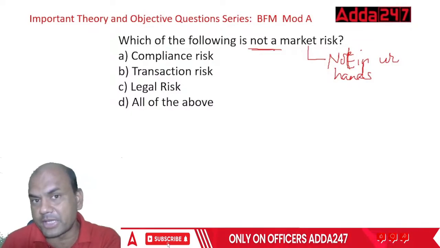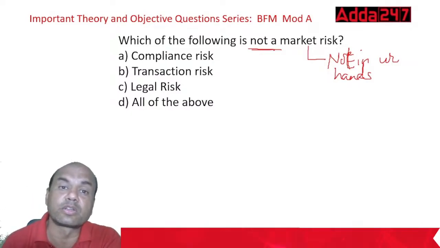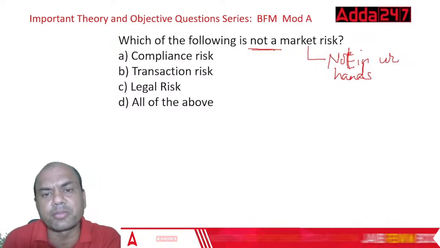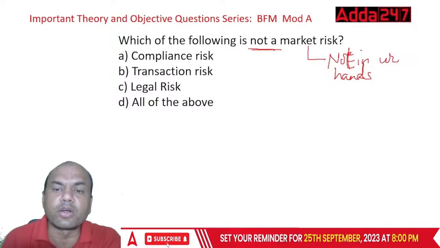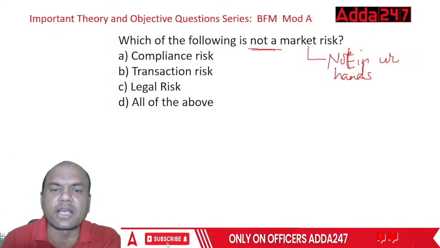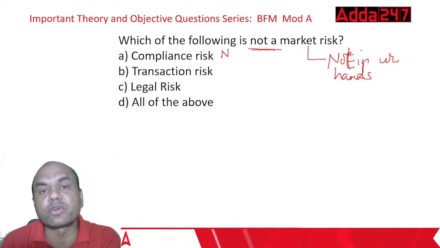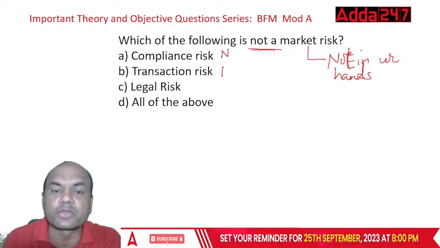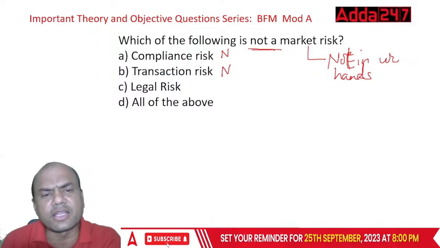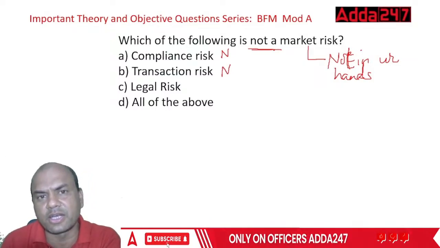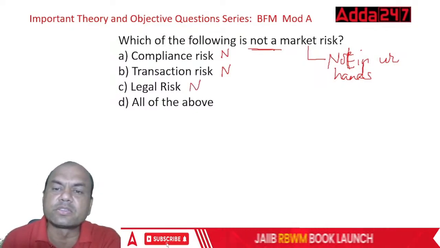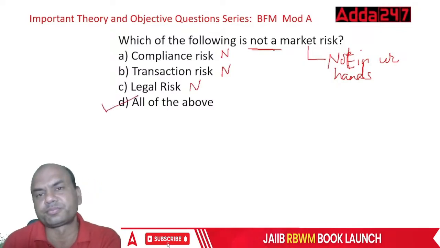So compliance risk. Compliance means submitting the returns or submitting the consent documents to RBI. It's in your hands. You have to follow the compliance. So it is not a market risk. Transaction risk means whatever transaction I'm doing, I must maintain precautions in that. External forces are not acting on this. Legal, again, it's a part of this transaction risk only. Basically these are all operations related risks. So these are not market risks. Answer is all of the above.